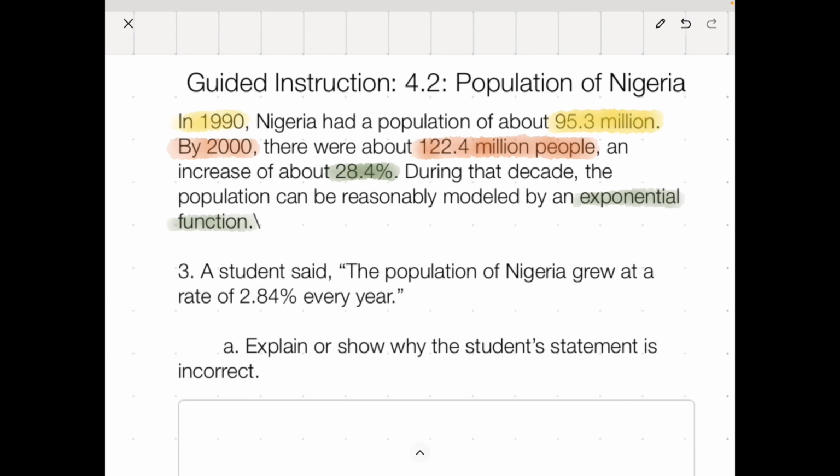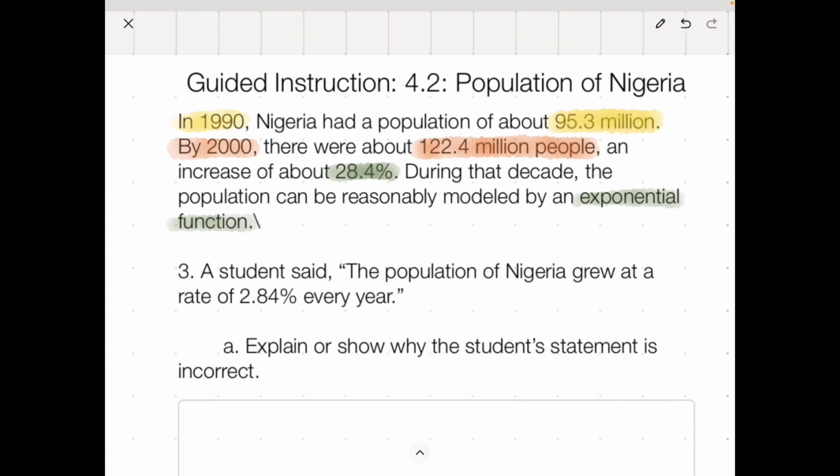So in green, this is a tip-off of what equation I'm going to use and the fact that I need to find the growth factor. They're giving us a tip that it's around a 28.4% increase, okay? So we're going to have to translate that into a growth factor. And then they gave us the starting and ending position of this exponential model for the population of Nigeria.